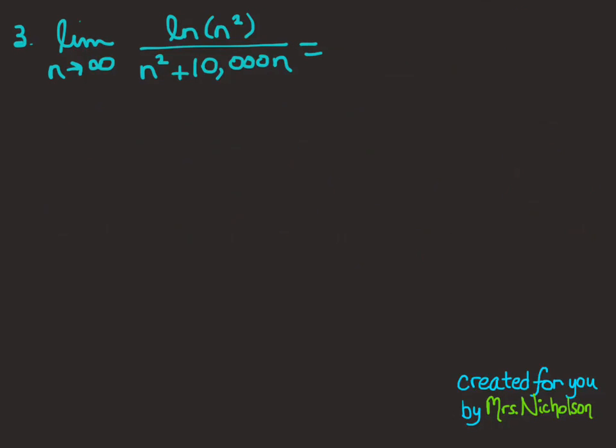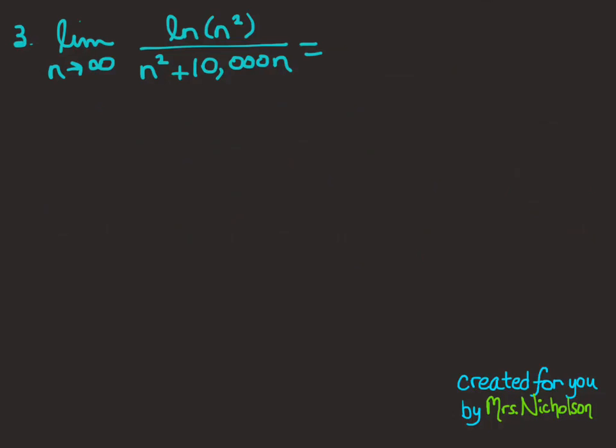Next question. On this question, we're being asked to evaluate a limit as n goes to infinity. Now this is a little bit different. If n's going to a number, we want to plug the number in. But if n's going to infinity, this is where we need to think about which part of my rational expression is bigger. Is this bigger on top or bigger on bottom?